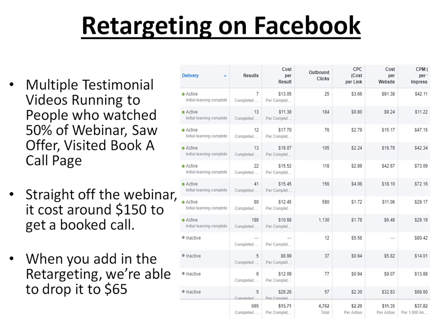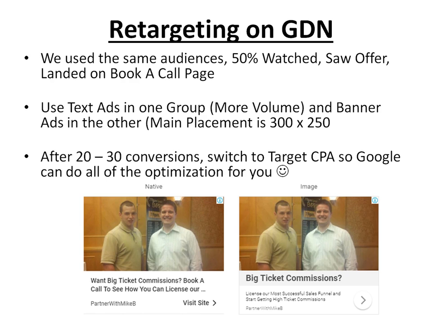So if you're not running these audiences, you need to start. People that have watched 50% of your webinar, people that have saw your offer, visited the book a call page, and you're able to create these audiences off of Google Tag Manager. Now, you're actually able to take these audiences and go and retarget on Google Display Network. So you can retarget people that have watched 50% of your webinar, saw the offer, landed on the book a call page, and now you're able to start being more omnipresent.